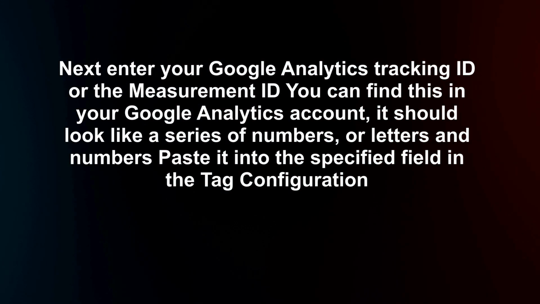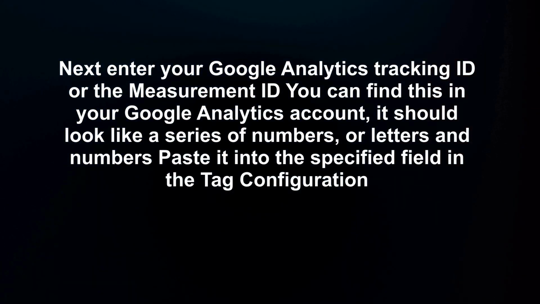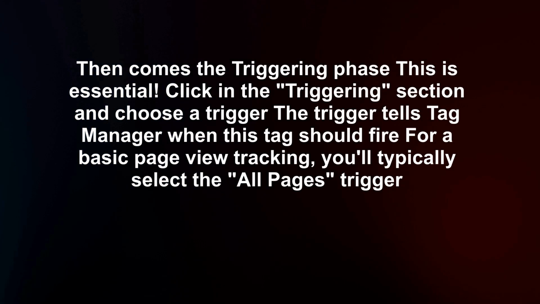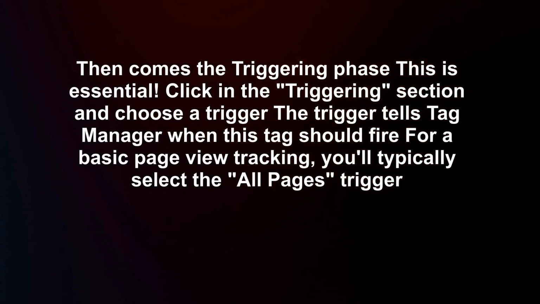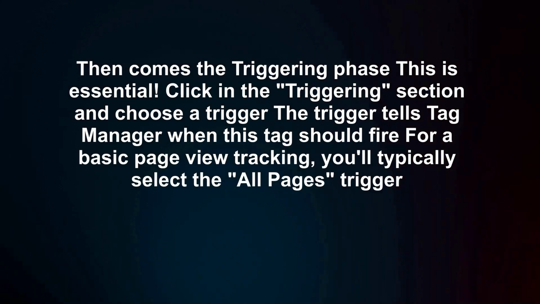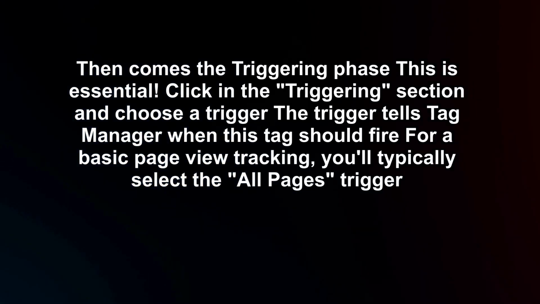It should look like a series of numbers or letters and numbers, pasted into the specified field in the tag configuration. Then comes the triggering phase. This is essential. Click in the triggering section and choose a trigger. The trigger tells Tag Manager when this tag should fire. For basic page view tracking, you'll typically select the All Pages trigger.